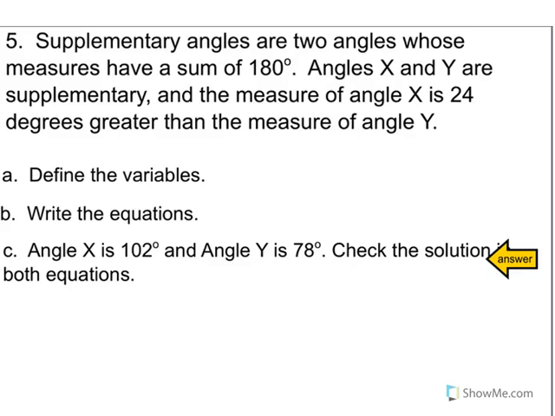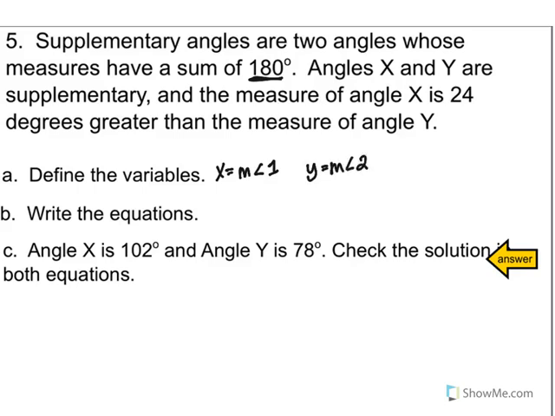Okay, our last one. We have supplementary angles are two angles whose measures add up to a sum of 180. So we have a total here. So I know one of my equations is going to be in standard form. Defining the variables, I have two angles. We're going to say measure of angle 1 will be x. And y would be the measure of angle 2.